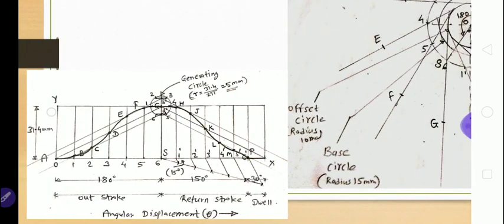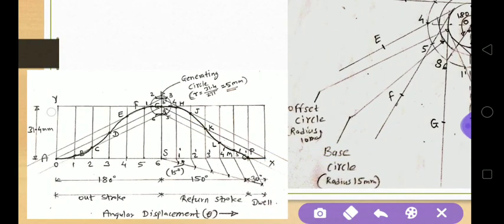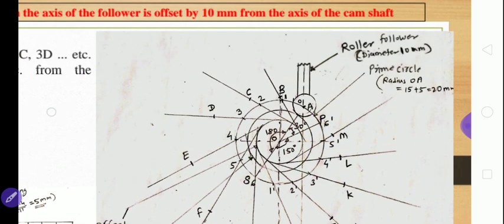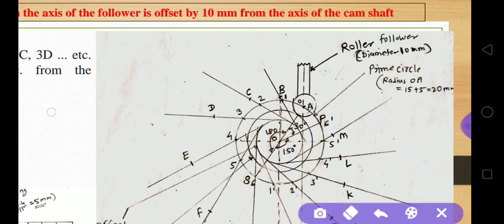So which distances do you have to take? Suppose from this B point to point 1, whatever distance it is there vertically, this will be the displacement of the follower whenever the cam has moved from 0 to 1 point. Similarly, whenever the cam is moved from 0 to 2 point, the displacement of the follower is from C to 2. Take this distance in the compass and mark here from 2 to C. So that distance you have to mark from this 2 point to C point.